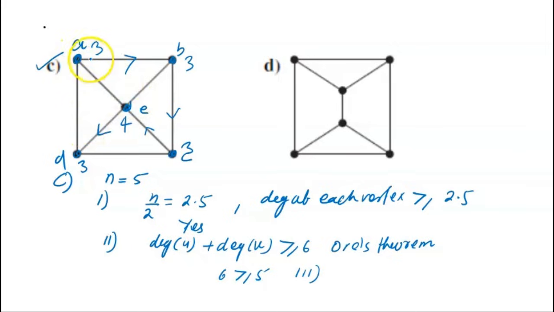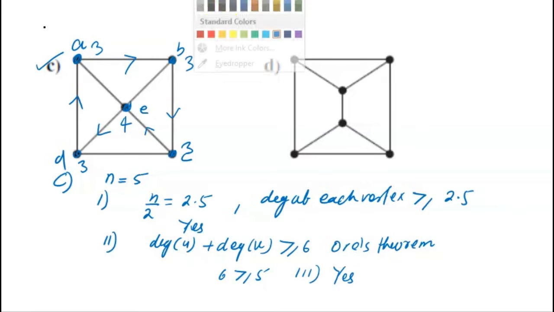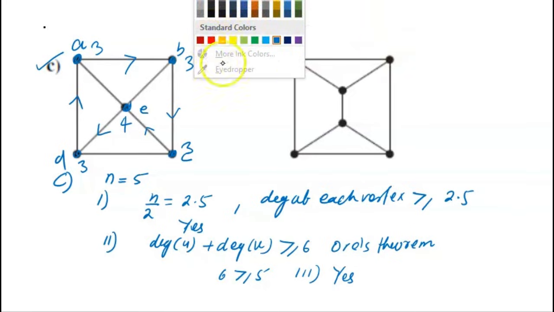Let me repeat it: A to B, B to C, C to E, E to D, and D to A. In this way we have completed a circuit whose initial and terminal vertex is A. So the third part of the question is, yes, there is a Hamilton circuit. Now let us solve the last question, part D.